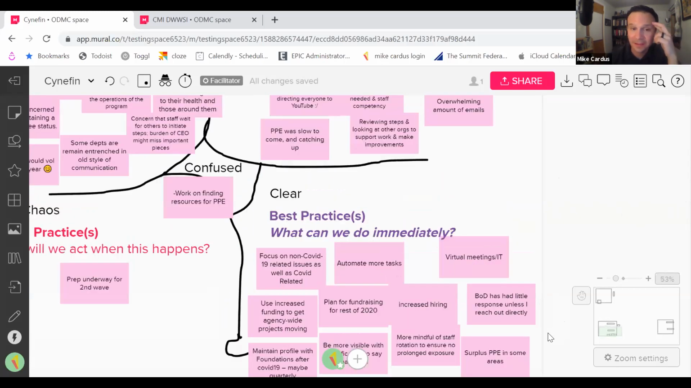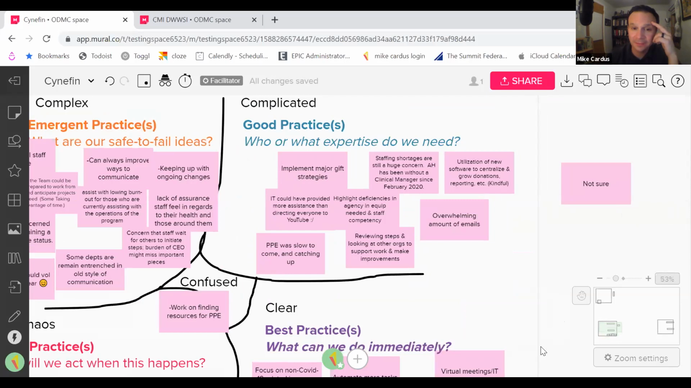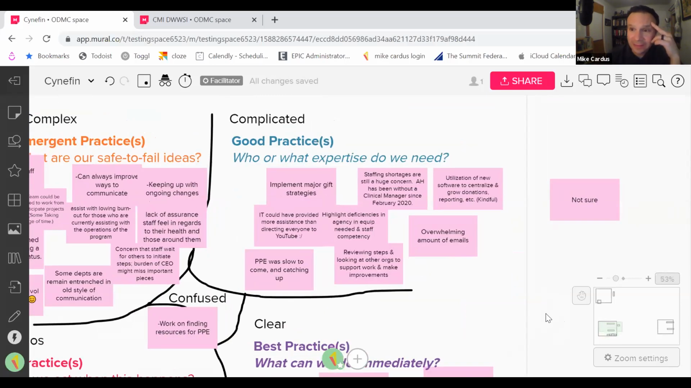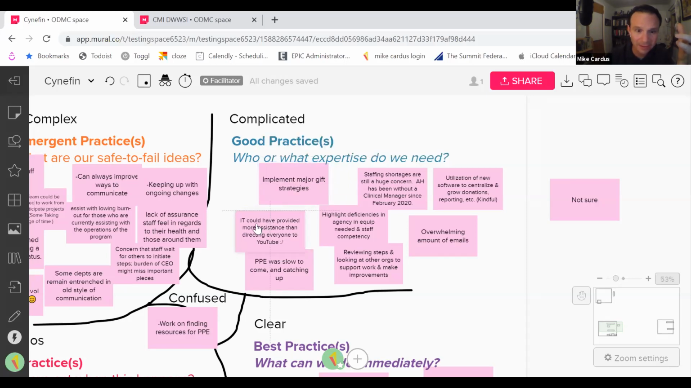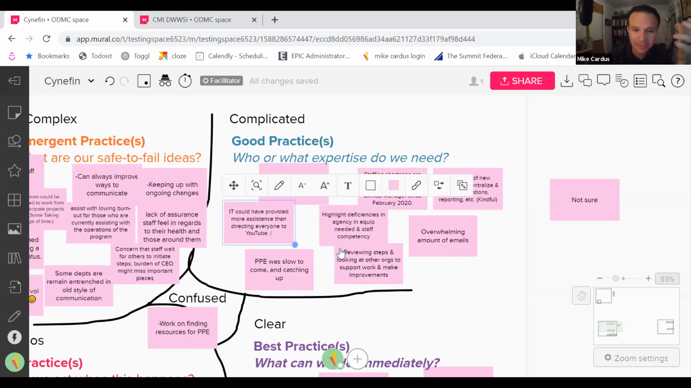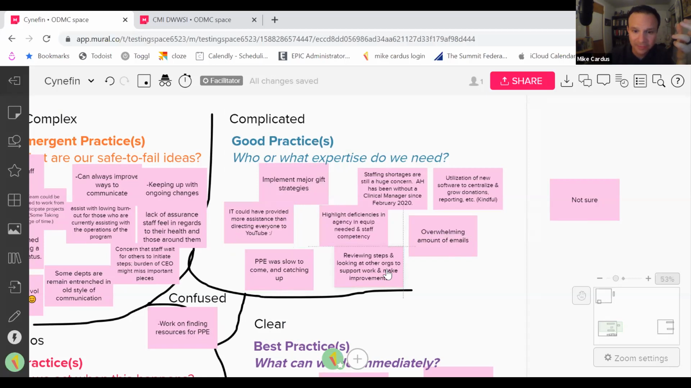Then I said, let's walk through our good practices. Out of these things, what needs a small budget and what expertise do we need? So for example, this group, because their level of IT knowledge is relatively low, right? They had to look at ways to figure out new IT systems. They had to bring out ideas and look at steps other orgs are doing to improve or make improvements to their process. These were things that they needed an expert or somebody from the outside to give them feedback on.